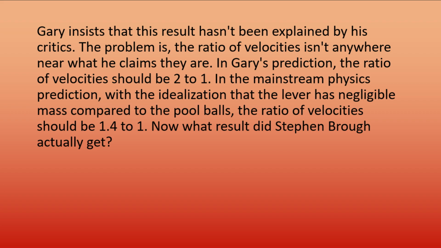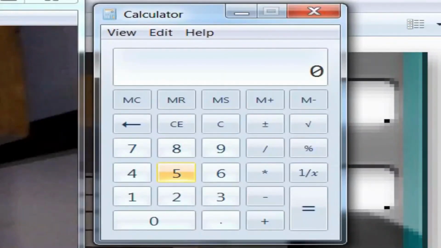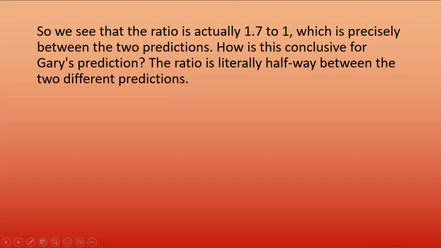Now what result did Stephen Brough actually get? So the greens average 19.75 launched on their own, and Gary would say that the yellows, being half mass and twice as far along the lever, should go twice the speed. But in fact, let's see what they actually did go. So I divide 19.75 divided by 11.65 equals 1.698. I call it 1.7. So the yellow ball actually went 1.7 times the speed. So we see that the ratio is actually 1.7 to 1, which is precisely between the 2 predictions.